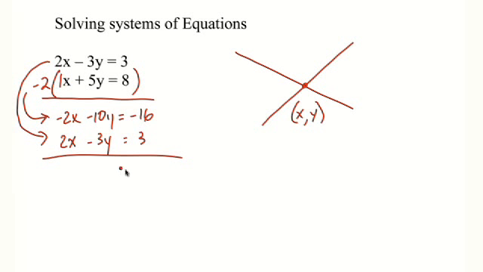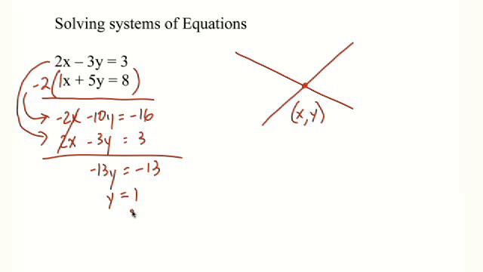Now we add the two equations together, and you'll notice these cancel. So you're left with negative 13y equals negative 13. How nice. Divide both sides by negative 13, and you get y equals 1. We're halfway there, but we've done most of the work.